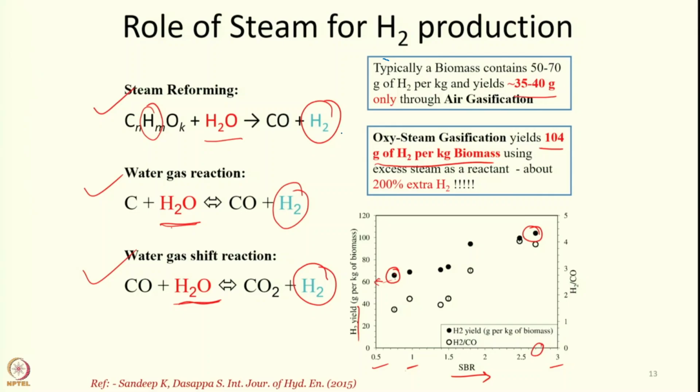I am going fast because time is less. Actually, the role of steam: you know that steam is used for the carbon monoxide shift, the water gas shift reaction. It will produce hydrogen again, and the hydrogen production will be higher in the downstream.